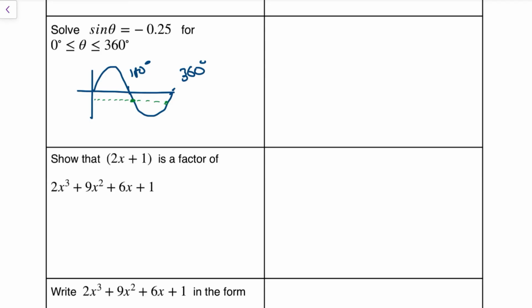So I'm going to get my calculator out. I am going to do inverse sine, or sine minus 1 of minus 0.25, and that is going to tell me minus 14.5. And that is because your calculator gives you this answer over here, which is this one, minus 14.5. So in order to get to here, I am going to add on 360. So minus 14.5 plus 360, I get 345.5.